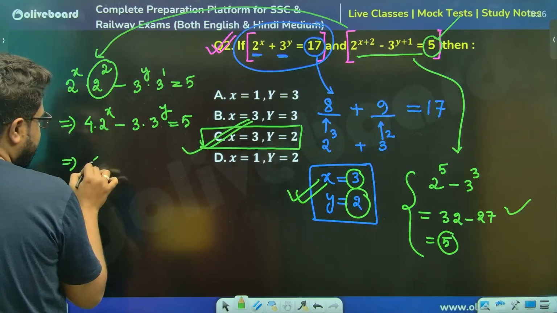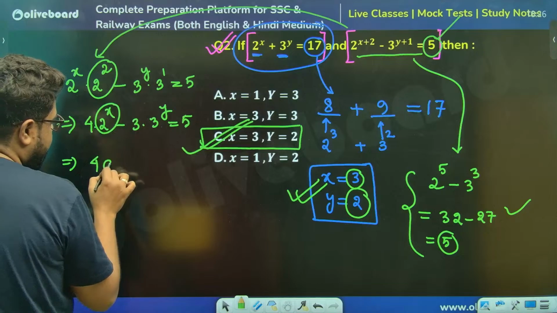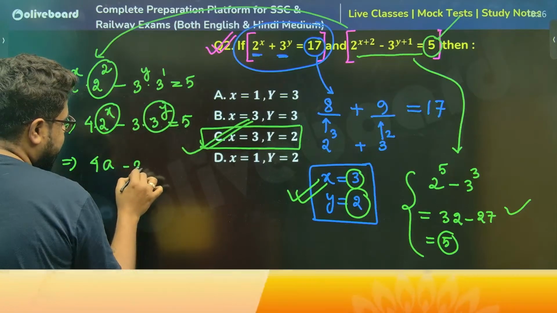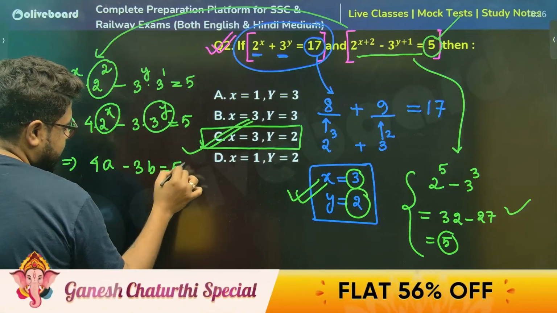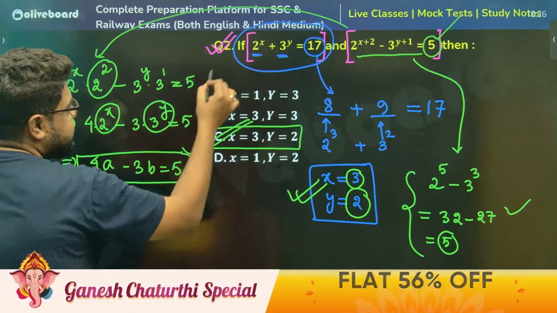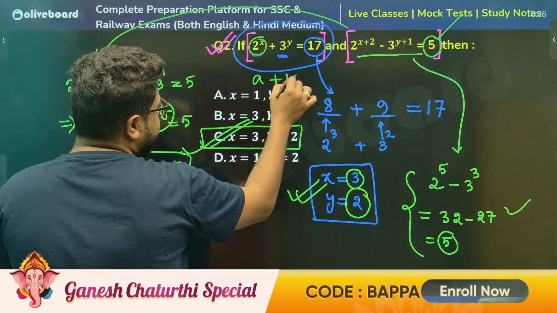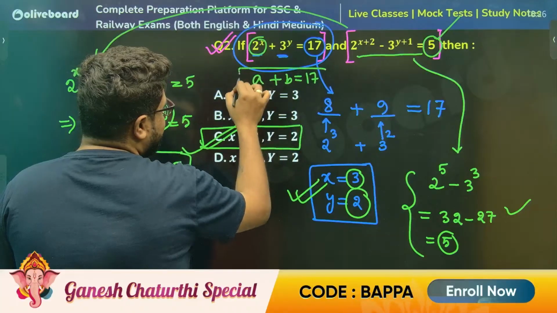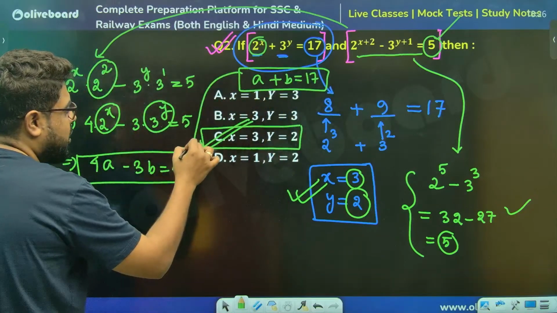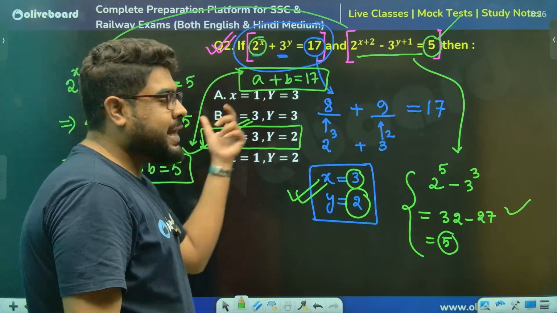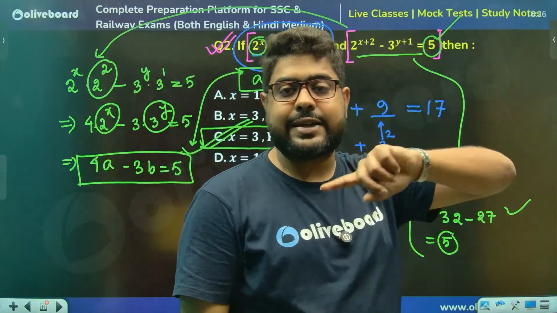I'm writing this as 4a, and this is b, minus 3b is equal to 5. This is one of the equations, and the other equation is a plus b equal to 17. So two unknowns, two equations, you need to solve these two. Then you will get the values of a and b. From there you will get the values of x and y.